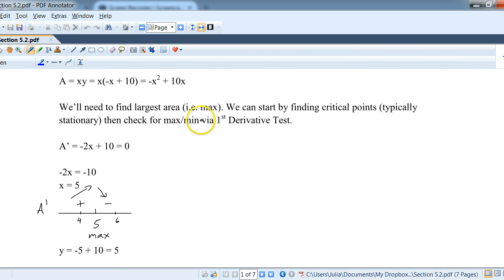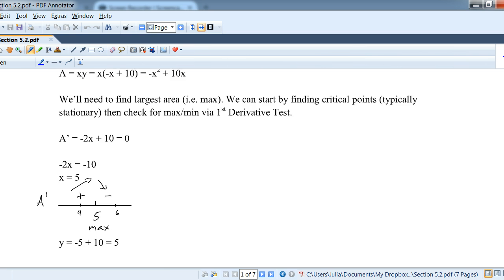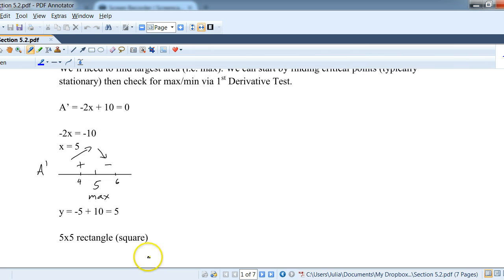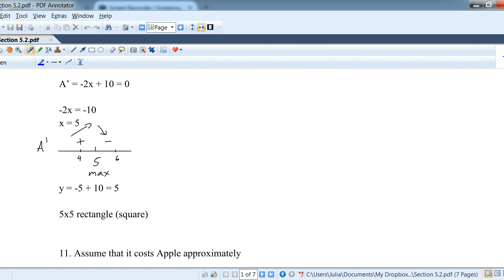And since the question asked for dimensions, we have the x, which is the width. We can plug back into the y to find the length, which is negative 5 plus 10. So we have a 5 by 5 rectangle, which is actually a square. A lot of times, if you just have a simple rectangle, typically the largest area would be a square. That's kind of interesting how it works out. So 5 by 5 feet or whatever the dimensions were.